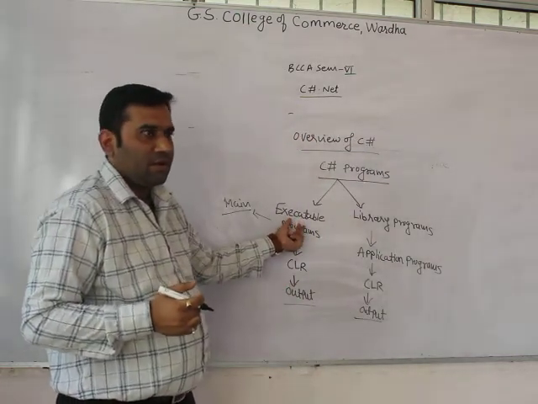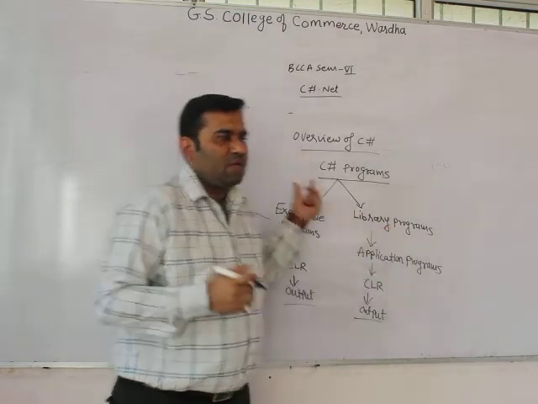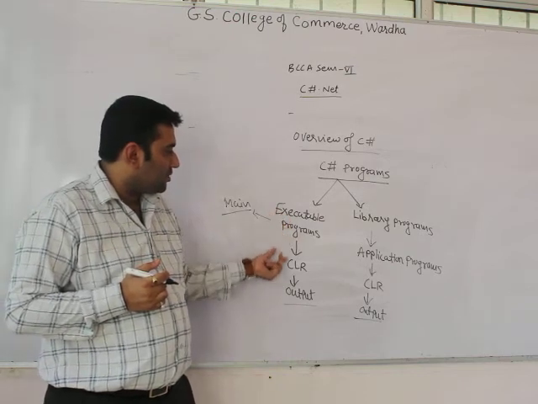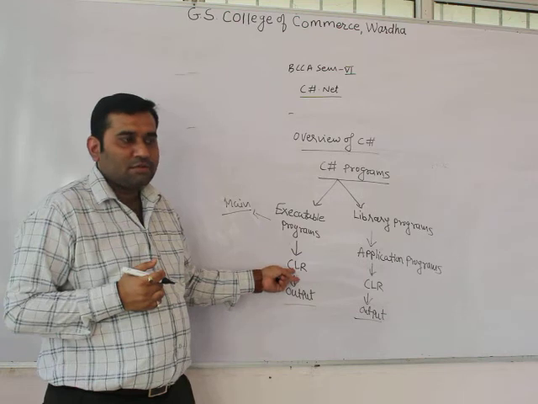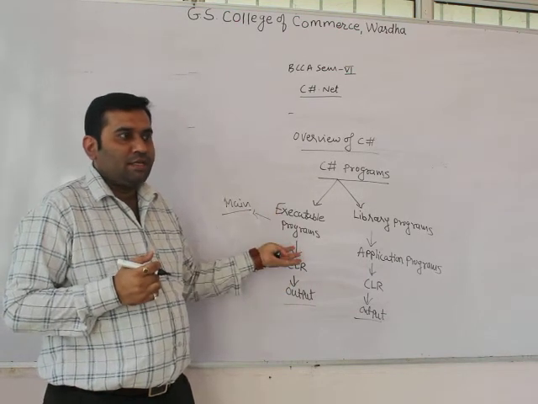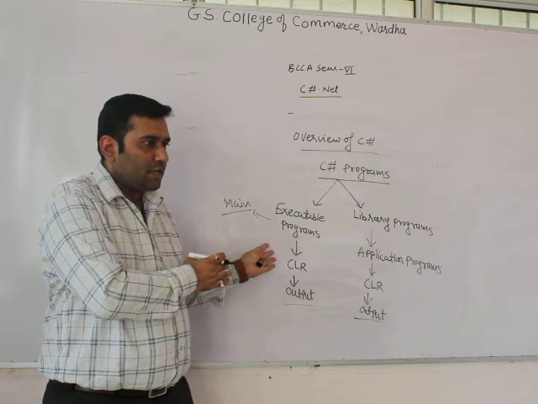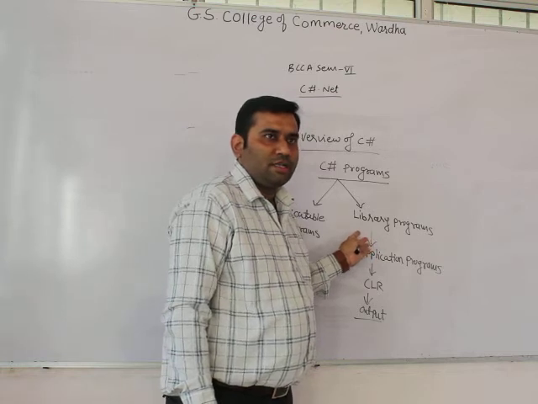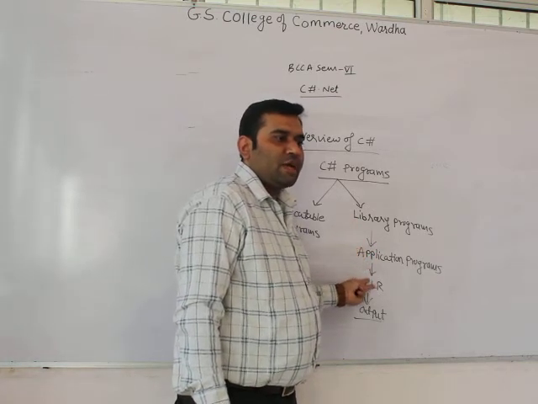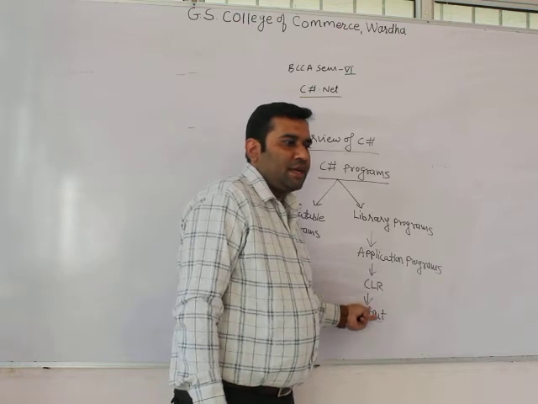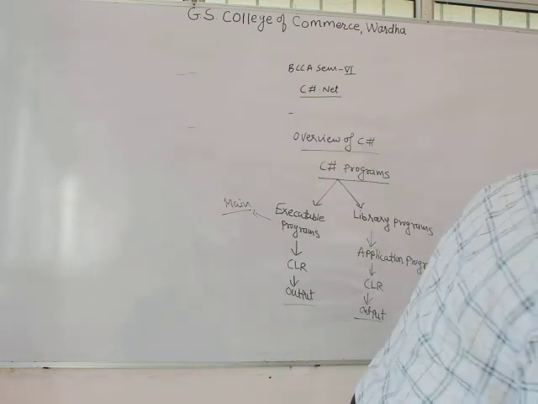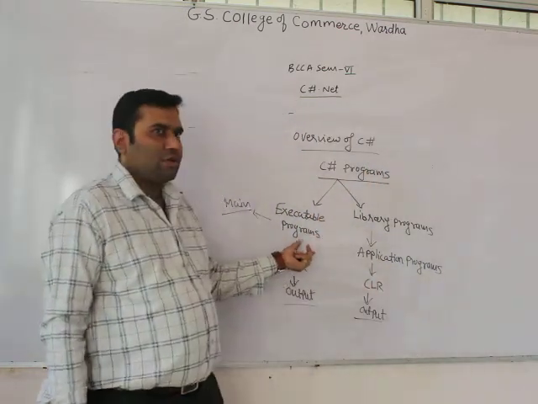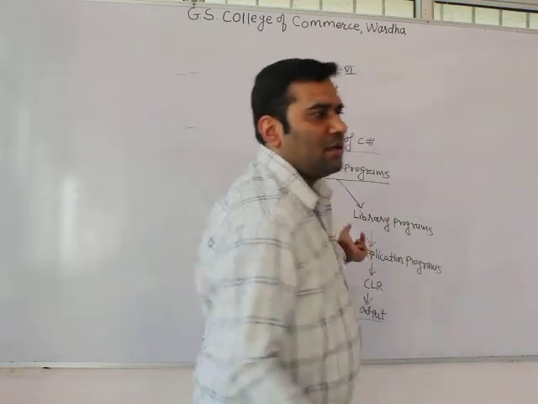There are two kinds of C Sharp programs. First is the executable program and second is the library program. In the executable program, the declaration of main in the class is necessary. It uses the CLR, which means Common Language Runtime. The CLR is used for the execution of any .NET program to get the output. In the library program, writing the declaration of main in the class is not necessary. The application program uses the CLR and gets the output. In this way, there are two ways to write the program: executable program and library program.